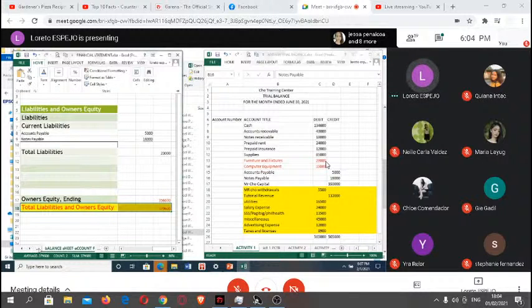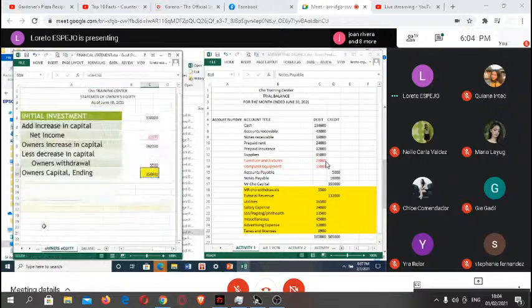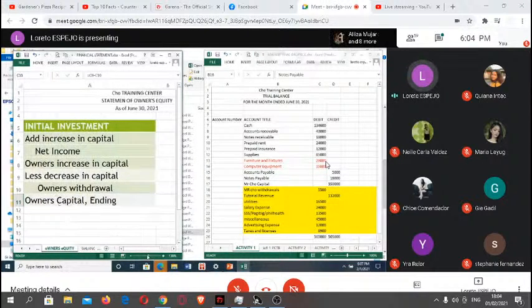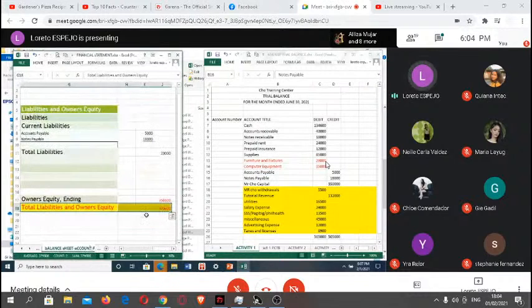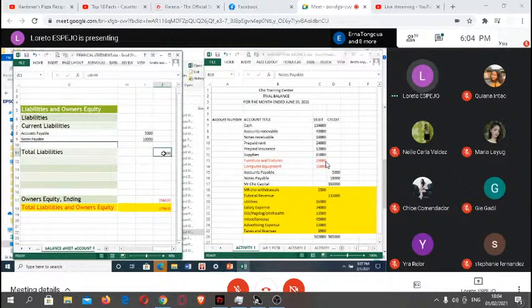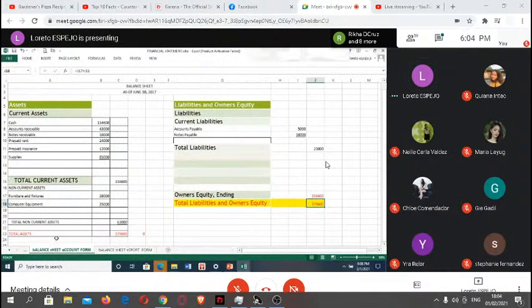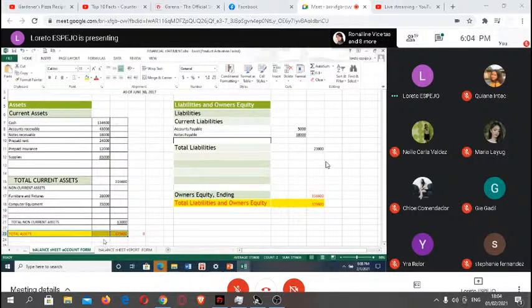Nakuha natin yan, 356,600. Dito po yan natin nakuha. Yan po yung ending capital. Okay? So, dito natin ilalagay. So, if we're going to add total liabilities plus total equity, ang makukuha natin ay 379,600. So, if we're going to check that one, parehas po sila ng amount. 379,600, 379,600. So this is the account form.